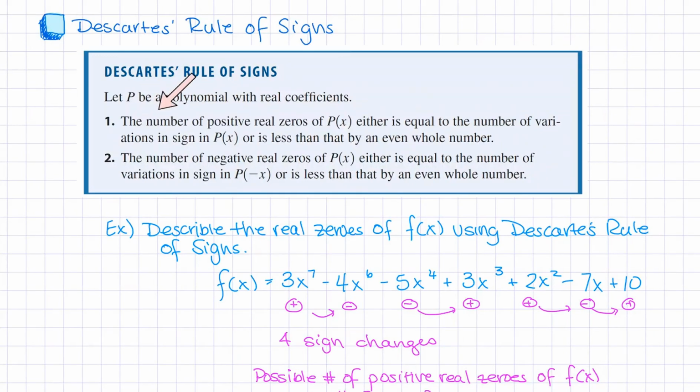So the number of positive real zeros of p of x is either equal to the number of variations in sign in p of x, or is less than that by an even whole number. And then the number of negative real zeros of p of x either is equal to the number of variations in sign of p of negative x, or is less than that by an even whole number. This makes it sound a lot more confusing than it is. Let's take a look.